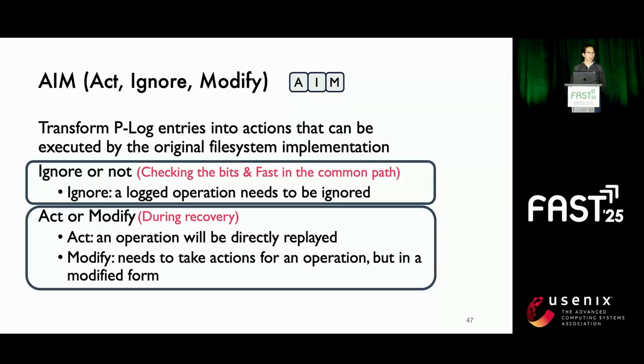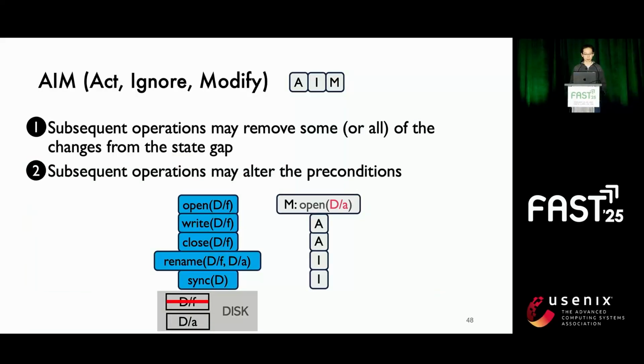The decision of act or modify is made during the recovery, leveraging the M algorithm and the information in the plog entries. Look at this example again. With plog and M, the path name used in the first operation will be d/a instead. This is done by keeping an on-disk view of path inode list during recovery. M scans the log entries and finds the sync of the rename. It will backtrack to find operations that depend on the path to inode mapping and update them. And we use modify for open, act for write and close, and we ignore rename and sync.